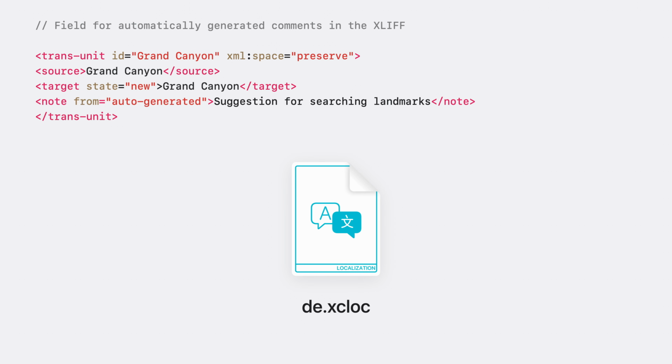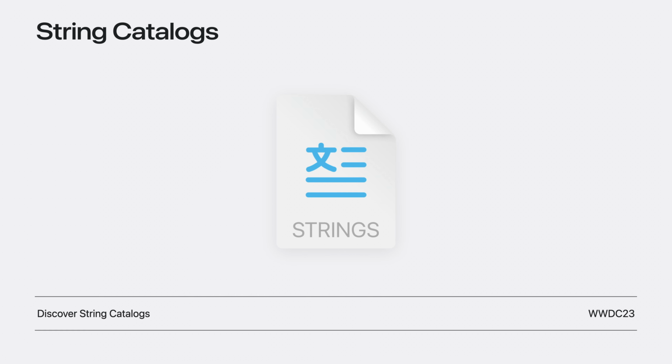To help developers of translation tools indicate when a comment was generated by Xcode, the XLIFF file it exports annotates them as auto-generated. To learn more about interoperability with other tools and everything else a string catalog can do for you, check out Discover String Catalogs.